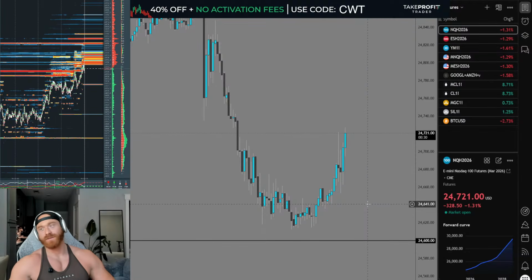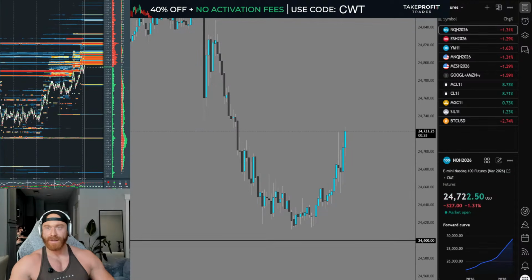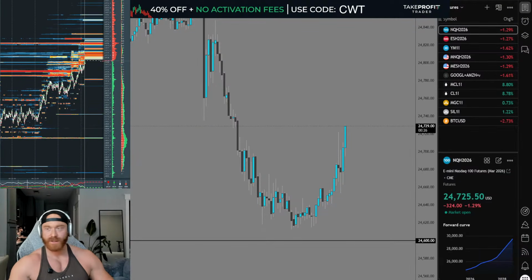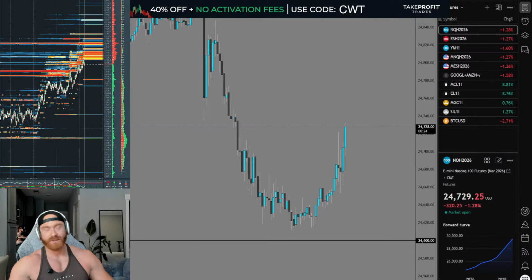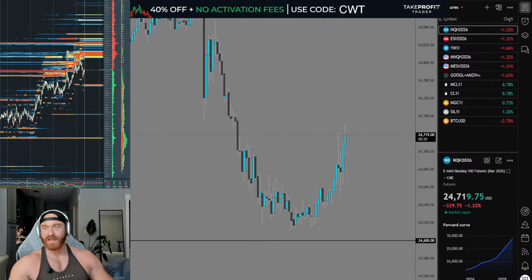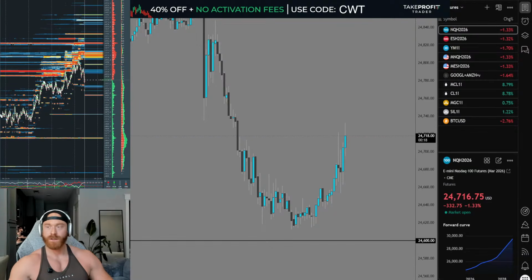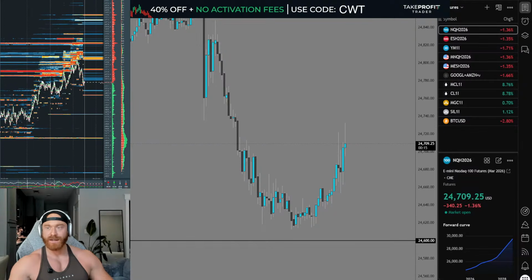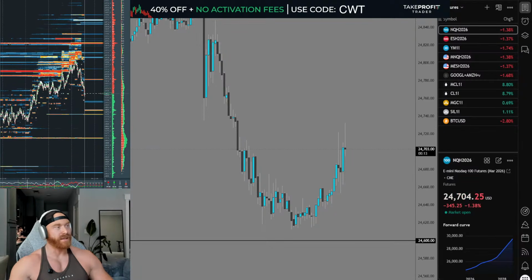Pushing hard here to the upside. Tapping into a 1 minute gap right here. Pushing through it pretty aggressively. Strong pullback there. Swept the opening candle wick high and pulled back immediately.